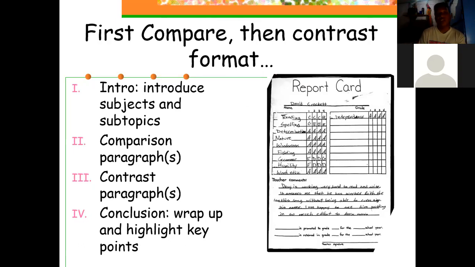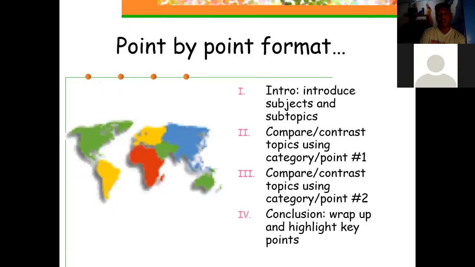In this order, the first compare-then-contrast format, how you can see in the outline: the intro introduces the subject and the subtopics you will use. The next one is the comparison paragraph, then the contrast paragraph, and the conclusion writes the highlights, the key points. This is very important.